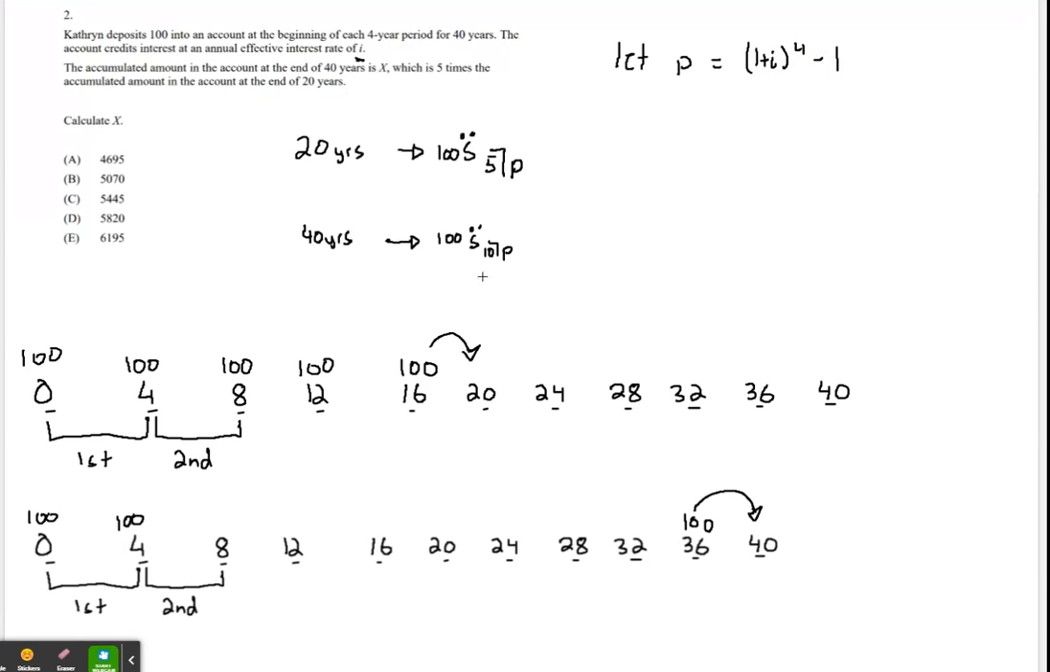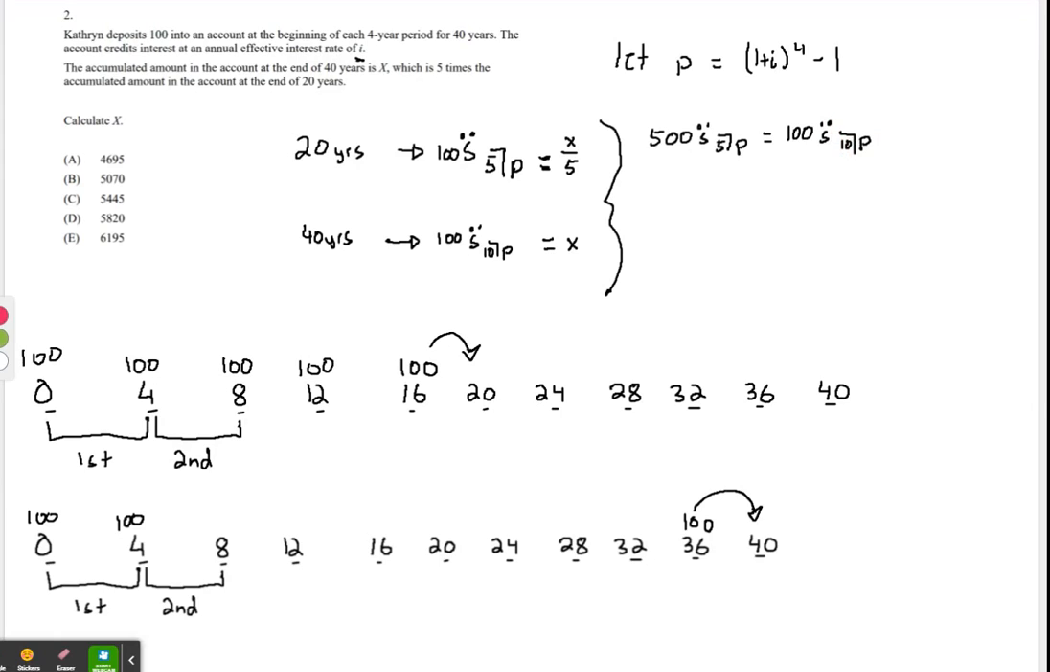Okay, great. Now this equals X, right? And this has to be, it's 5 times the accumulated value at 20 years. So this has to be X over 5, right? Fantastic. And now we can set up an equation. If I multiply this by 5, it has to equal this. So I'm going to say 500 S double dot angle 5 at P equals 100 S double dot angle 10 at P.